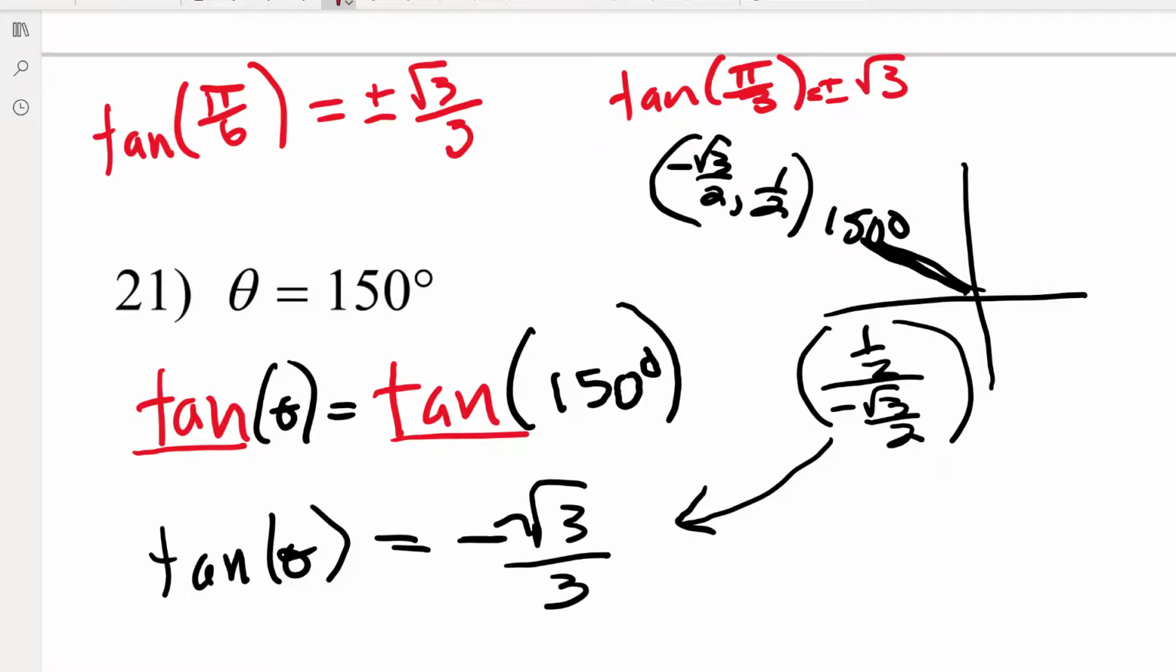This is 150, which is 5 pi 6. So 1/2 divided by negative root 3 over 2 simplifies to this. In the second quadrant, tangent is negative. Remember, tangent is positive in third, and all trig are positive in the first. So in the second, tangent is going to be negative root 3 over 3.